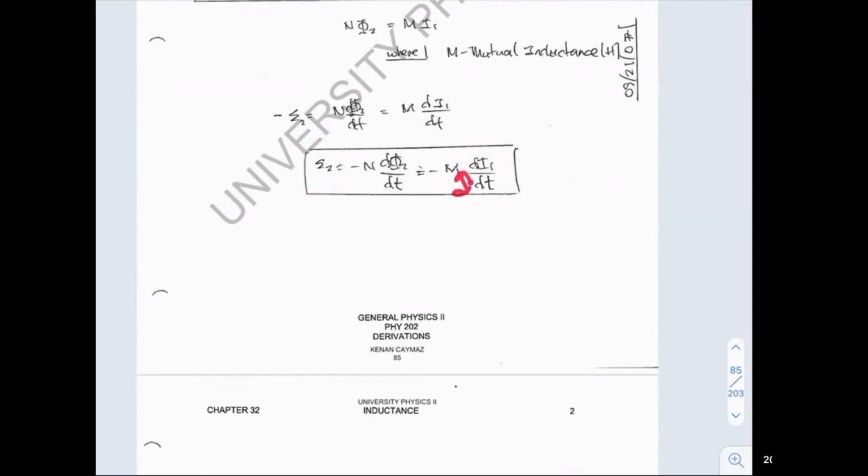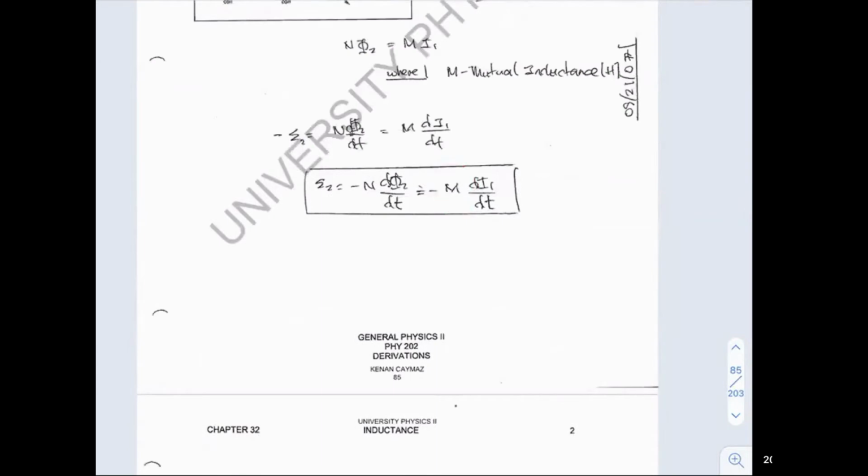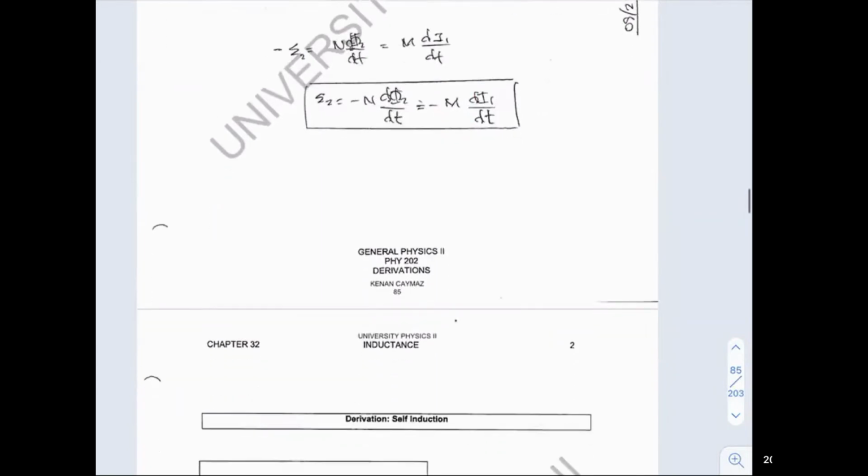So the bigger the mutual inductance is, the bigger the influence is going to be in terms of the amount of voltage that you're going to be able to generate in the secondary. So I just tried to get an intuitive sense for it.